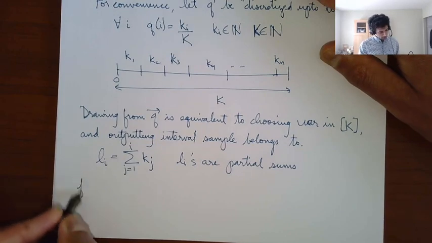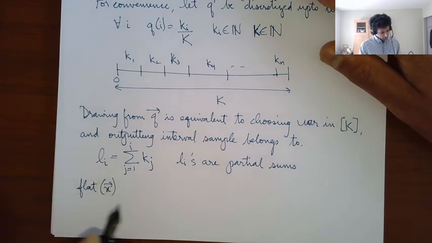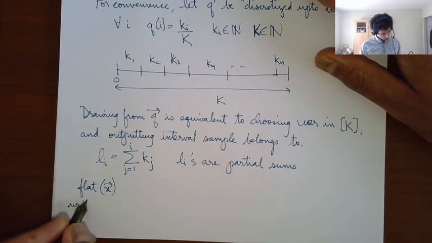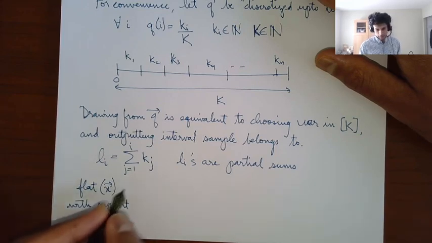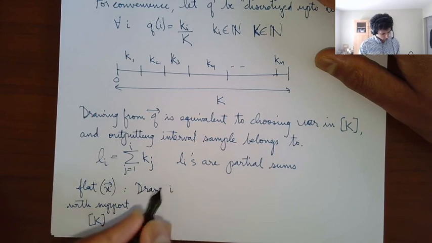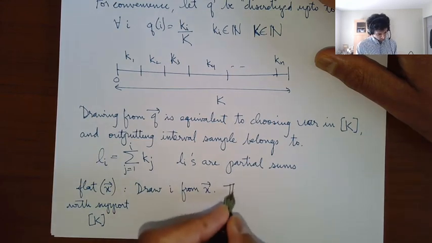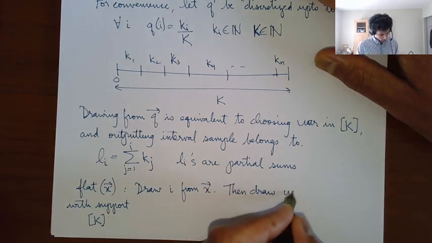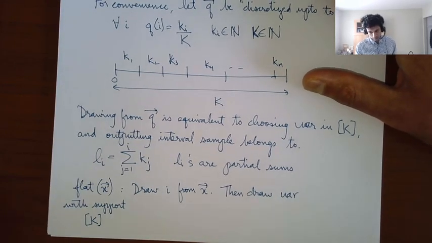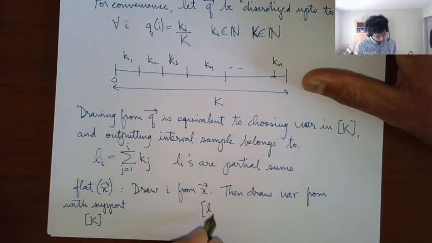And now let me describe the flattening of a distribution. This is a new distribution with support K. So first draw I from this distribution, then draw uniformly at random from, let's say, L_I minus 1 to L_I. Should probably make that a plus 1.